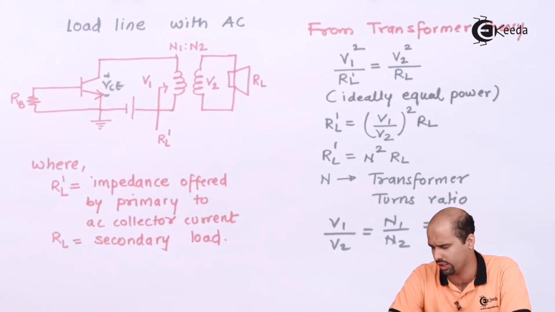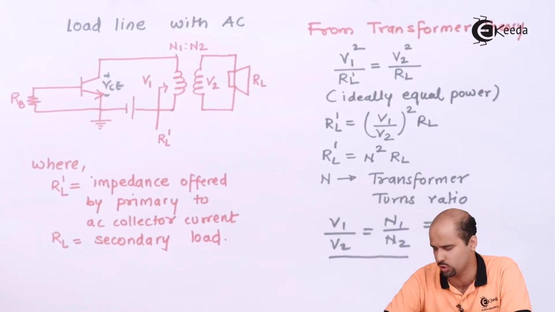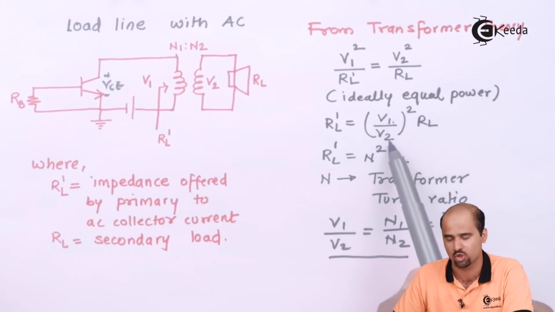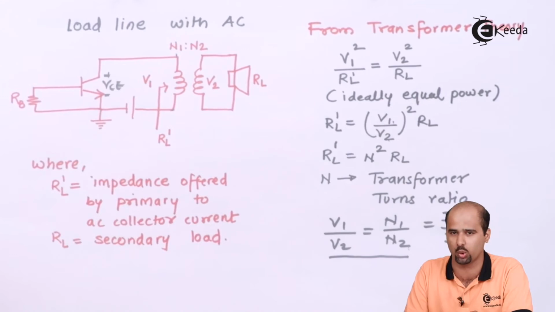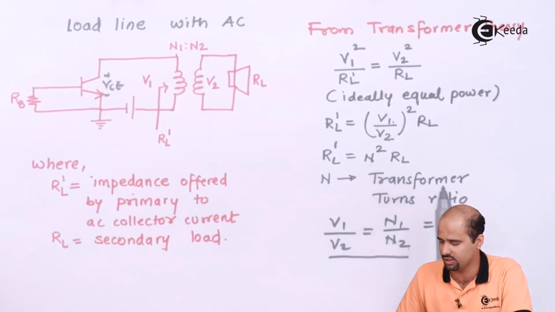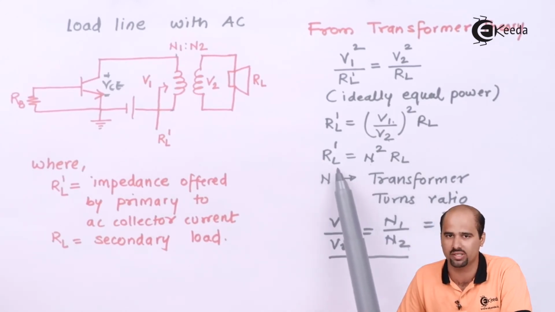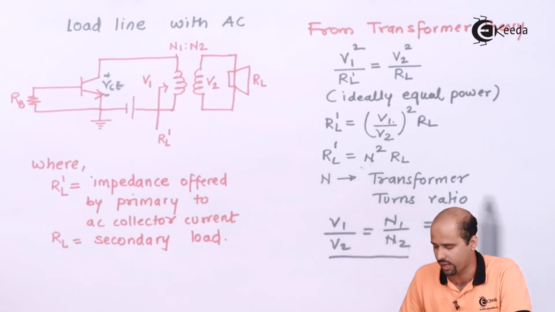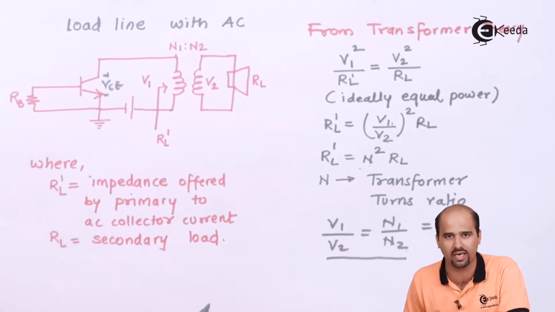Here we don't require I2 and I1, we just concentrate on this particular ratio. V1 by V2 is equal to N1 by N2, and that is called the turns ratio. So this is the transformer turns ratio, and this is the main part where I can change the value of the load resistance at the primary side, right? Depends on the value of N square. So we have got the general concept of this particular load line with AC parameter.